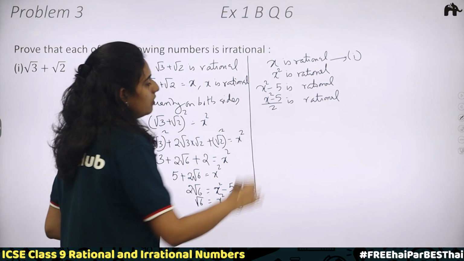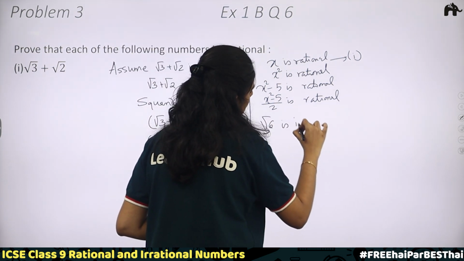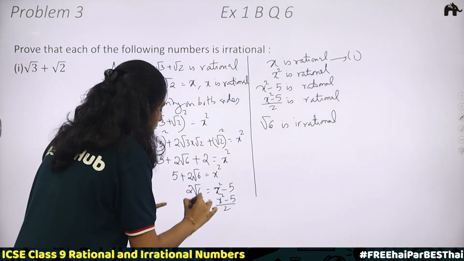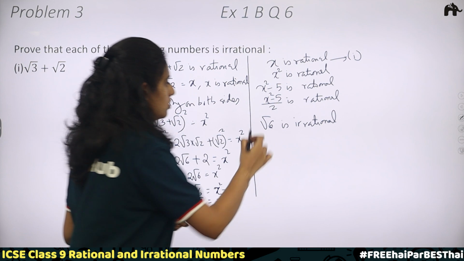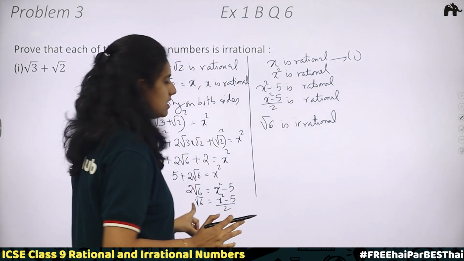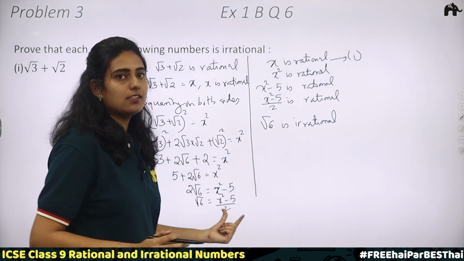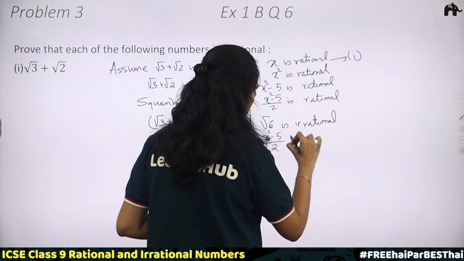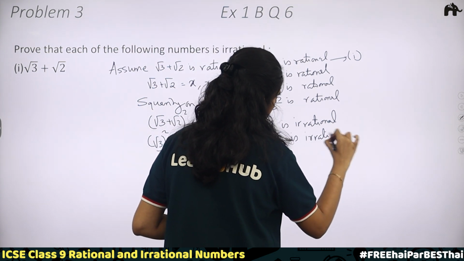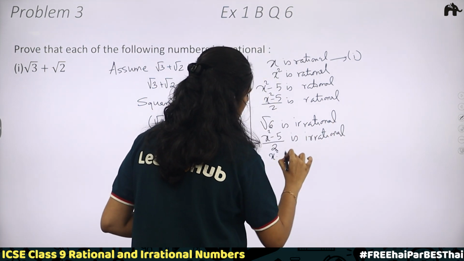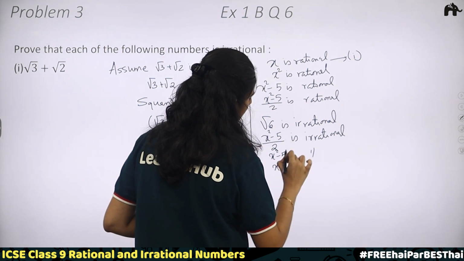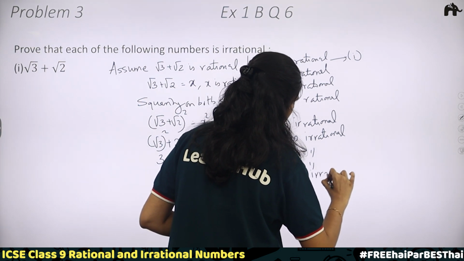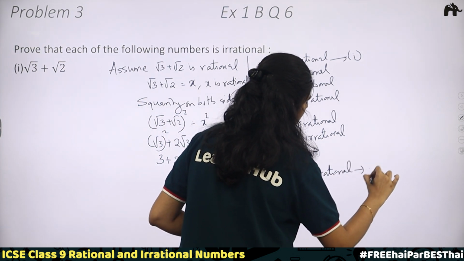Now we know that √6 is irrational, because inside the root we do not have a perfect square number. If √6 is irrational, the left hand side is irrational, so the right hand side should also be irrational. (x² − 5)/2 is irrational then, so x² − 5 should be irrational, x² is irrational, and x will also be irrational. So this is the statement that we are obtaining.